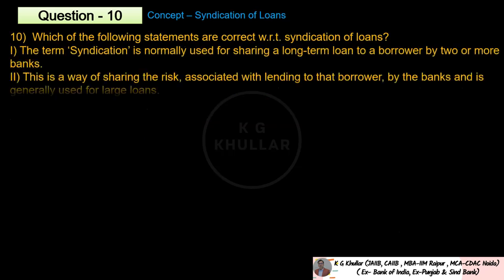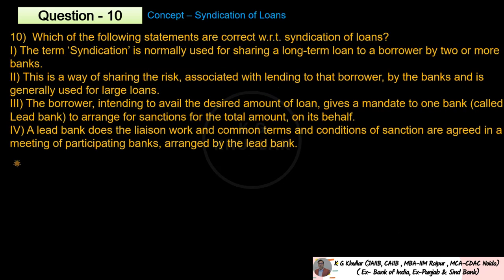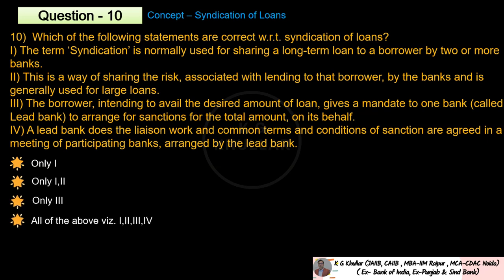So friends, finally we have reached the last question of this mock test, and this pertains to the syndication of loans concept. And the question is, which of the following statements are correct with respect to syndication of loans? Now the first statement is, the term syndication is normally used for sharing a long-term loan to a borrower by two or more banks. Then second statement is, this is a way of sharing the risk associated with lending to that borrower by the banks and is generally used for large loans.